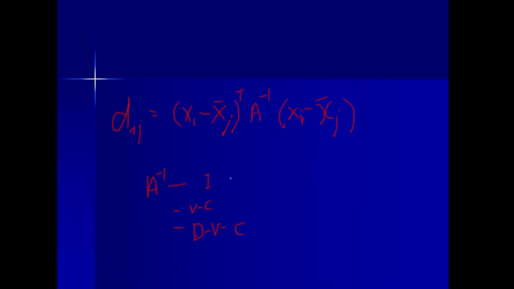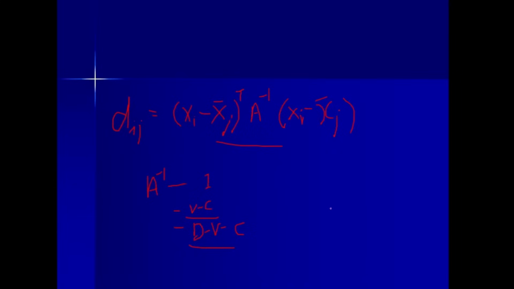So if you are using the unit matrix as A inverse, this distance will work as Euclidean distance. If you are using A inverse as the variance covariance matrix, then it will work as a Mahalanobis distance, because you are using the variance covariance elements. And the third special case is if you are using a diagonal variance covariance matrix as A inverse, again it is a special case of Mahalanobis distance.